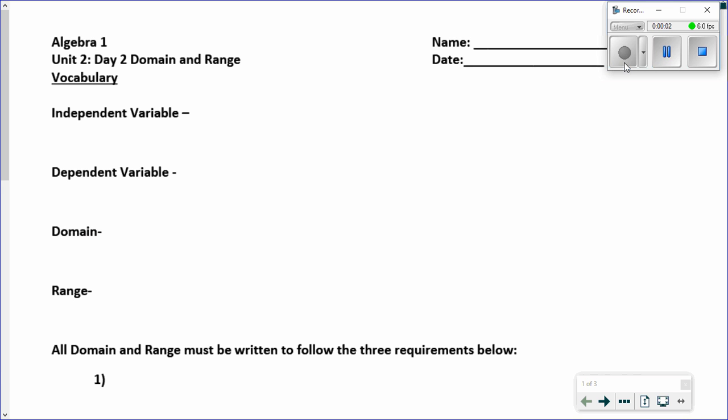Hi everyone, welcome back to another day of notes. Today we're going to be doing domain and range. So first we're going to go ahead and talk about the vocab.